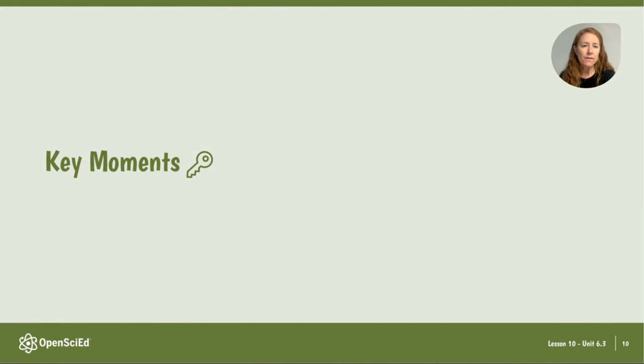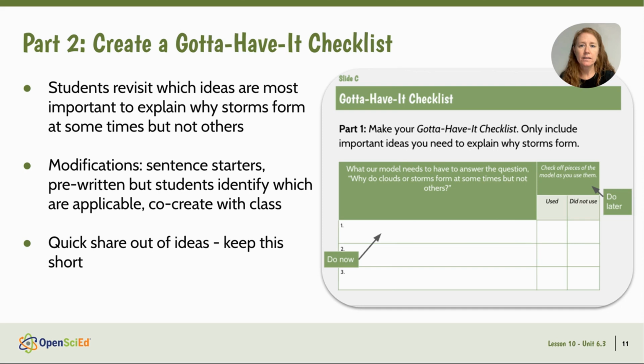Let's look at several of the key moments in Lesson 10. So students start on day 1 by thinking through which ideas that we've figured out so far in our investigations are really important to answer our question, why do clouds and storms form at some times but not at others? This is a key moment because we'll be coming back to this checklist and adding to it in future lessons.